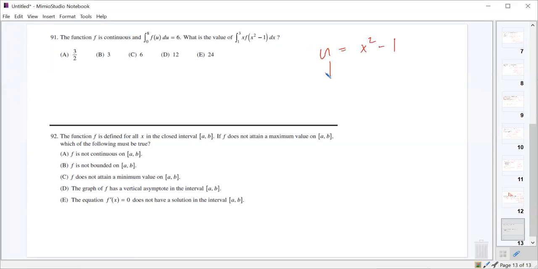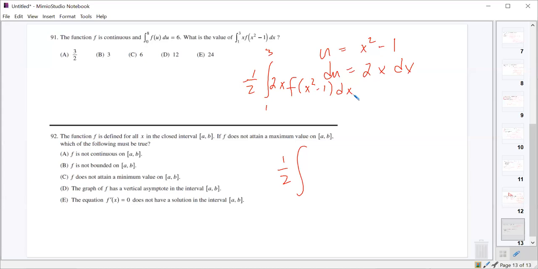equal x squared minus 1, and then du would be 2x dx, which would mean we'd need to put in a 1/2 and a 2. And then we could do a u substitution and get 1/2 of the integral of 2x dx is my du, and this just becomes f of u du. So 1/2 of the integral of f of u du.